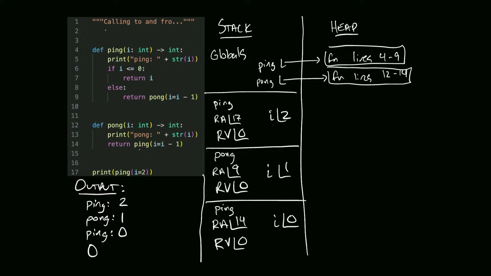Can you explain again how you got the return value for the first ping? I understand the last ping's return value. Can you explain the zeros for the ping and the pong? Can I explain the zeros for the ping and the pong?